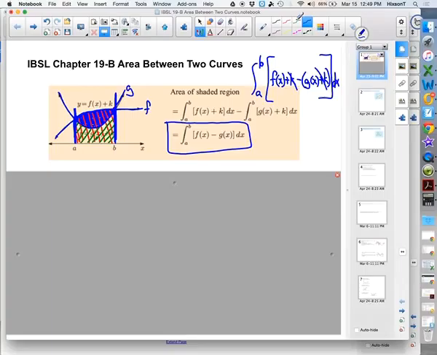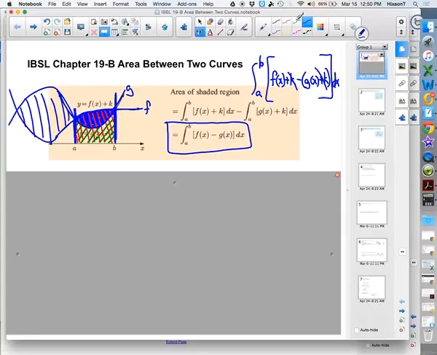Because if it's not an intersection, there's going to be other areas on the left. And actually that brings up another issue here. If we had a function that came back like this, and this one came back like this, you might have another interval that you would need to find the area of, and we would add it, okay?